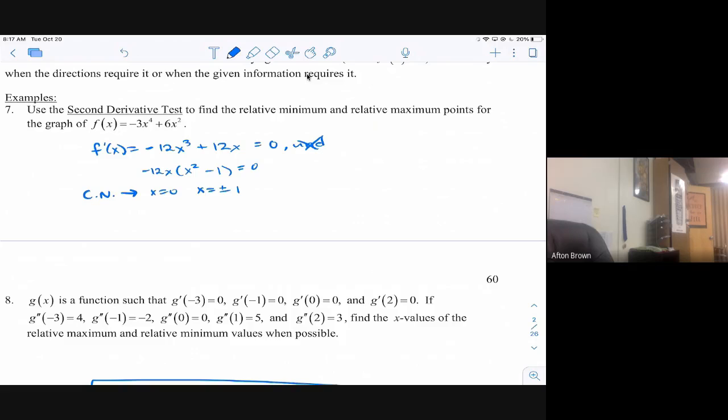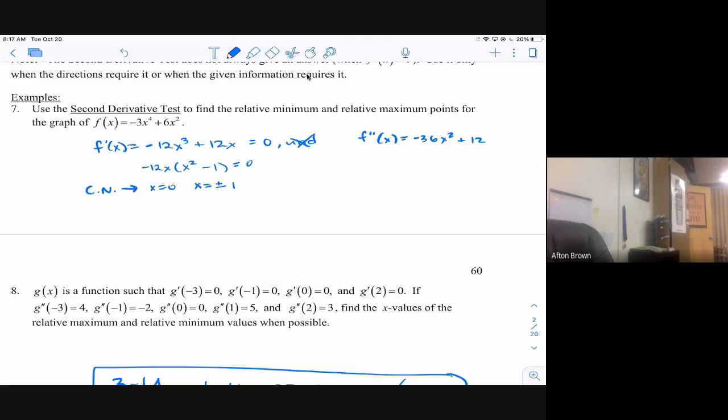Instead of doing the first derivative test, I would typically, in all honesty, do the first derivative test by drawing the sign line and deciding that way. But to practice the second derivative test, I'm going to find the second derivative, and then I'll show you how we get the same thing. So I'm taking the derivative of this. The 3 comes down, so I get negative 36x squared and a plus 12.